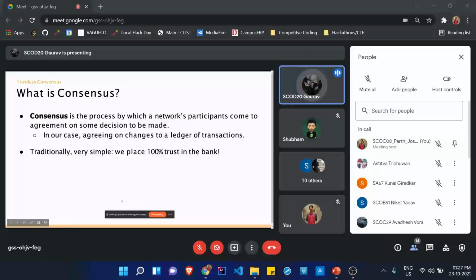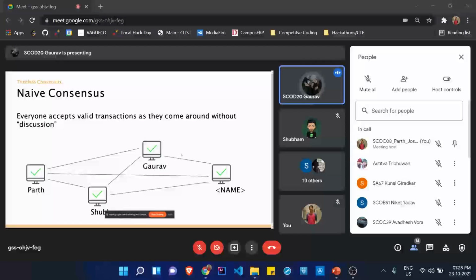Consensus is heavily used in blockchain, and there is no authority. In the case of a bank, the bank does everything and we trust that the bank will not do anything wrong. But in this case, everybody has equal powers. There is no authority. So everyone should come to an agreement, otherwise the whole point of blockchain goes invalid.